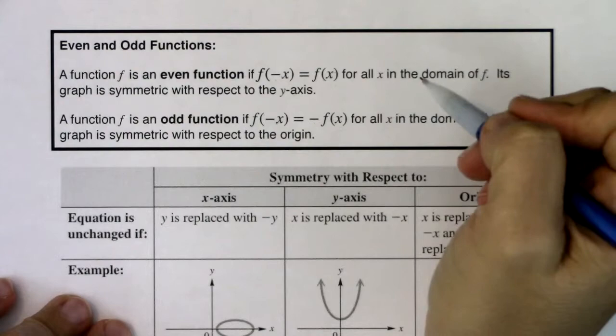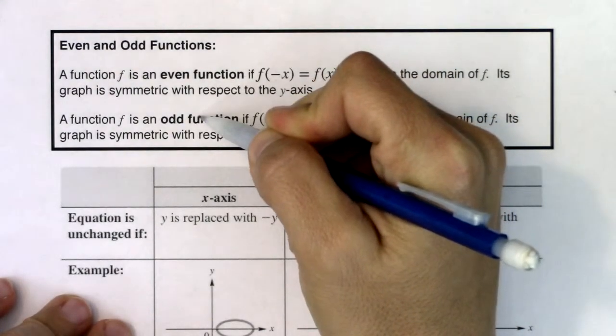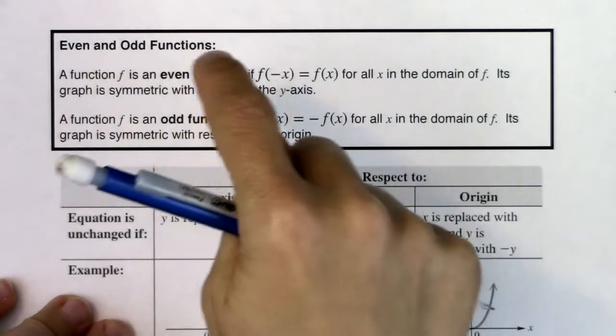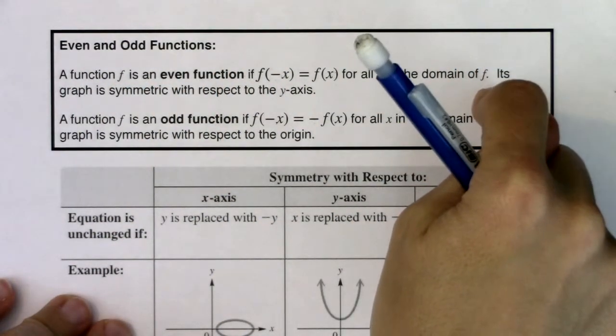And most of the time, most functions are neither even nor odd. So you have three options. You're either even, odd, or neither. And I'm going to tell you most of the time it's neither.